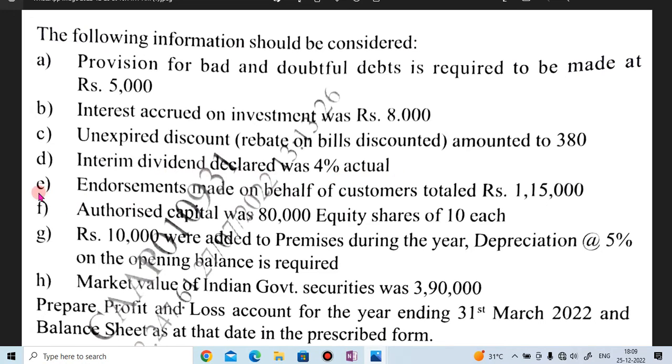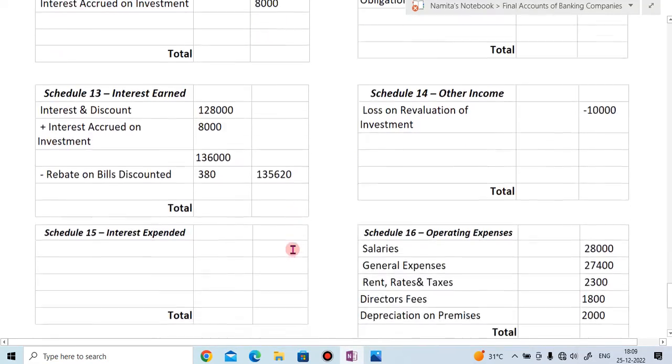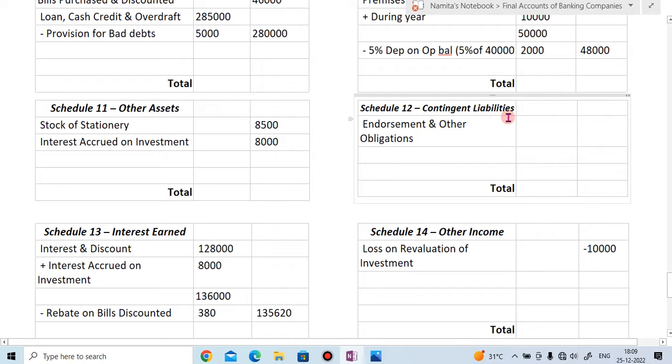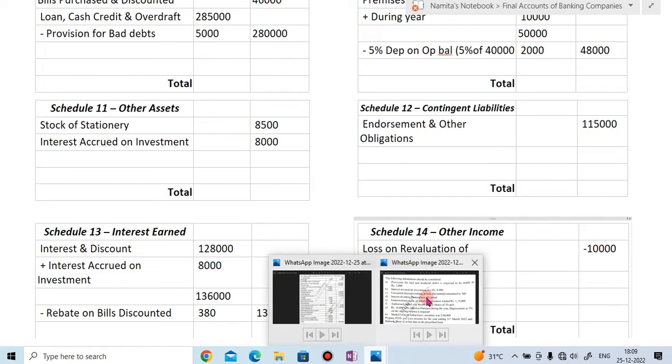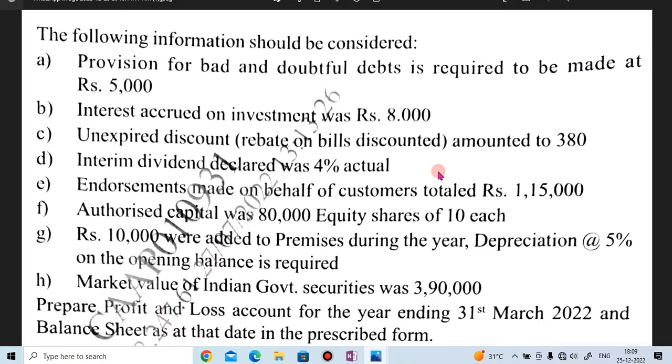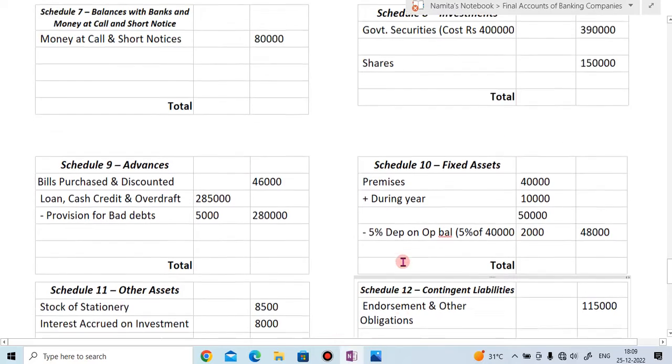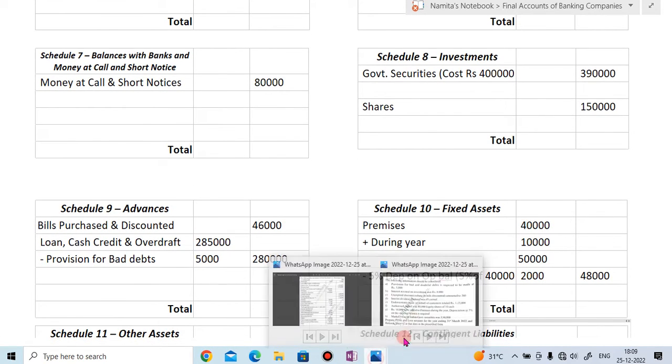Then adjustment number E, that is endorsement made on behalf of customers, 1,15,000. This will come in schedule number 12, contingent liabilities, endorsement and other obligations, 1,15,000. We solved it. There will be no second effect of adjustment number E. Now adjustment number F, authorized capital, we have solved it. Then adjustment number G, premises, we have solved. You can see here we have solved it in the fixed assets.